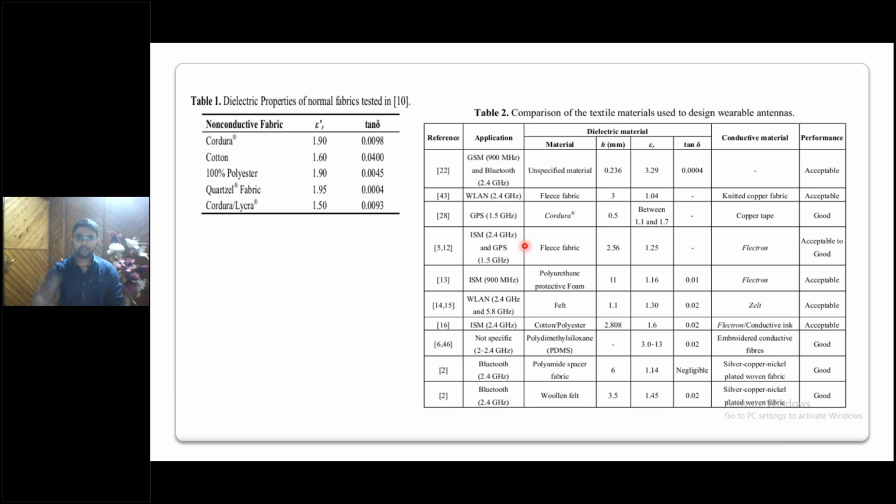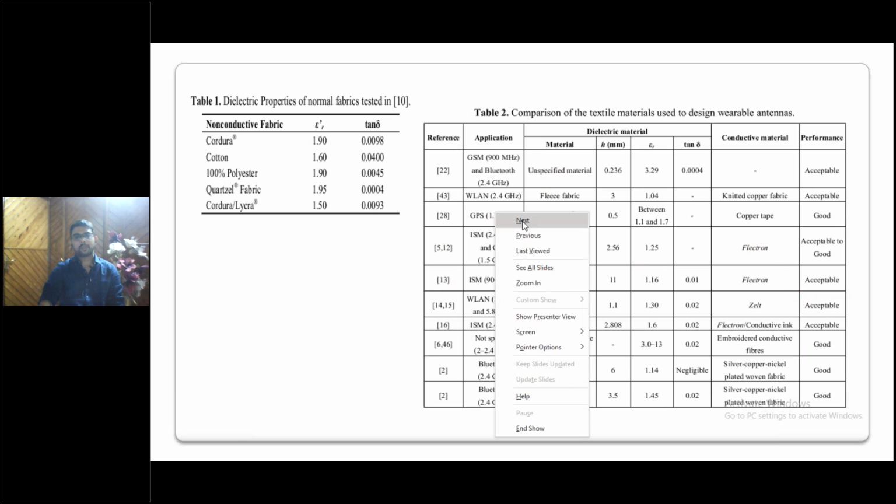People are using this kind of application at 2.4 gigahertz. 2.45 is essentially used for Bluetooth, then Wi-Fi, microwave oven, and all these things. And the design procedure I have just shown in the previous slide. So the performance is written here, which one is good, which one is unacceptable. So this is a generic overview.